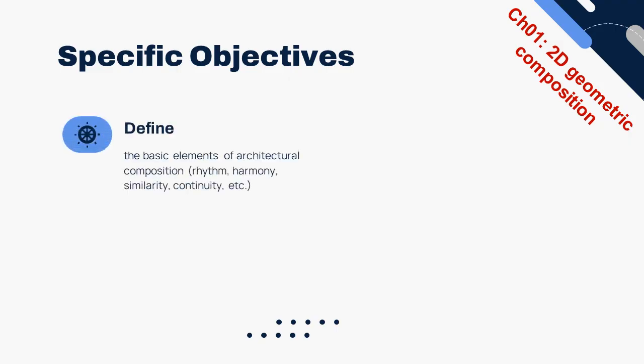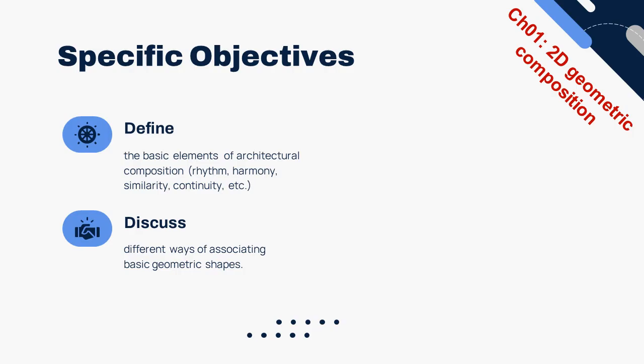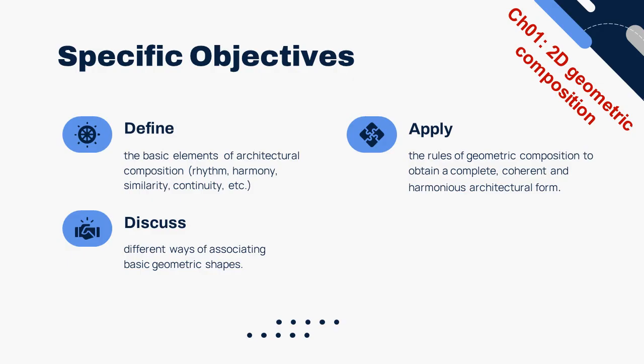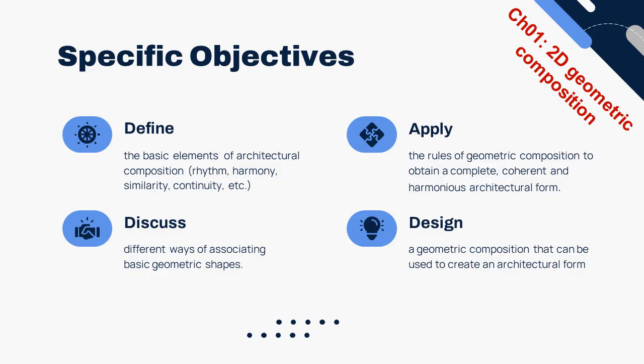Let's start with chapter 1, 2D geometric composition. The specific objectives of this chapter are to define the basic elements of architectural composition like rhythm, harmony, similarity, and continuity; to discuss different ways of associating basic geometric shapes; to apply the rules of geometric composition to obtain a complete, coherent, and harmonious architectural form; and finally, to design a geometric composition that can be used to create an architectural form.